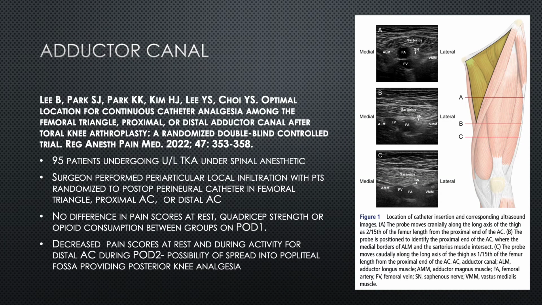There have been questions over what level of the canal to block for coverage of the knee joint. This recently published study in RAPM found no difference in pain scores at rest, quad strength, or opioid consumption when the block was placed in the femoral triangle, proximal adductor canal, or distal adductor canal. However, they did find decreased pain scores on post-op day 2 for blocks placed in the distal adductor canal. This was theorized to be caused by local spread into the popliteal fossa, which provided posterior knee analgesia.